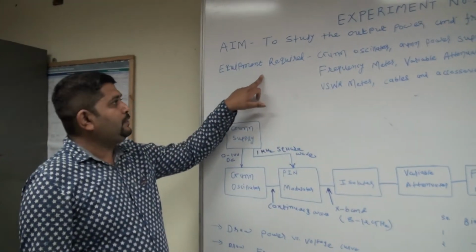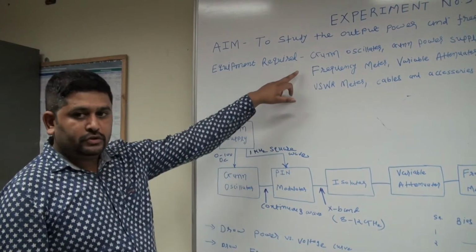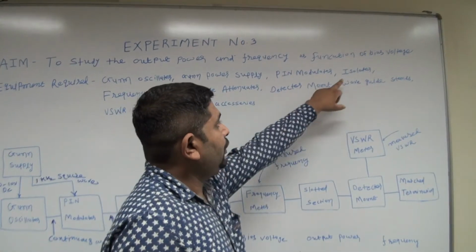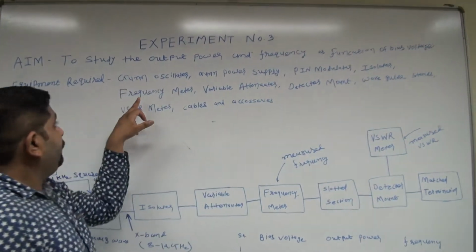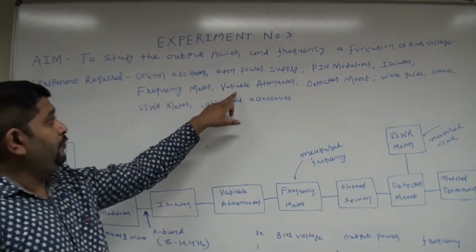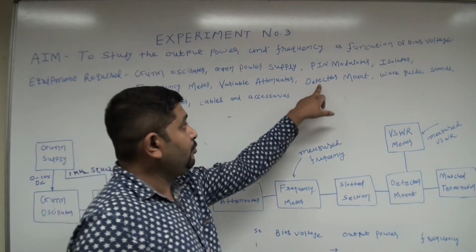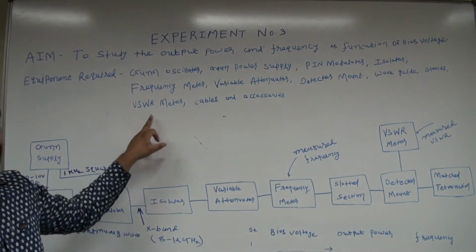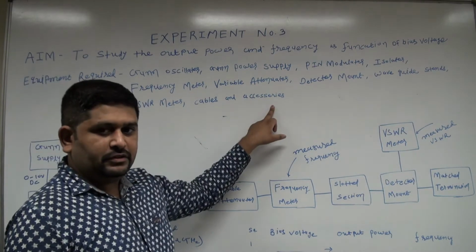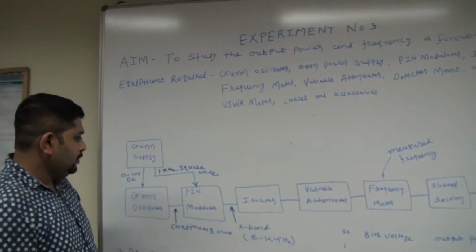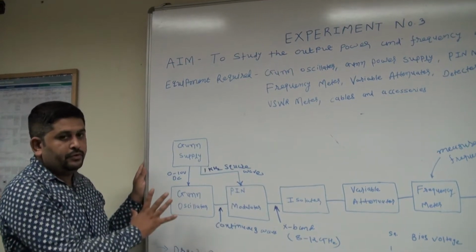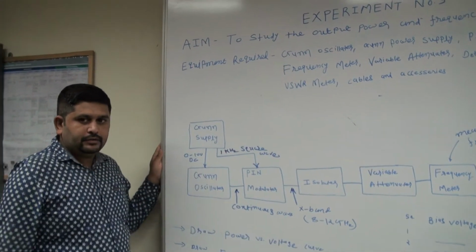Equipment required in this experiment: Gunn oscillator, Gunn power supply, PIN modulator, isolator, frequency meter, variable attenuator, detector mount, waveguide stands, VSWR meter, cables and accessories. And the basic hardware block diagram of this experiment.